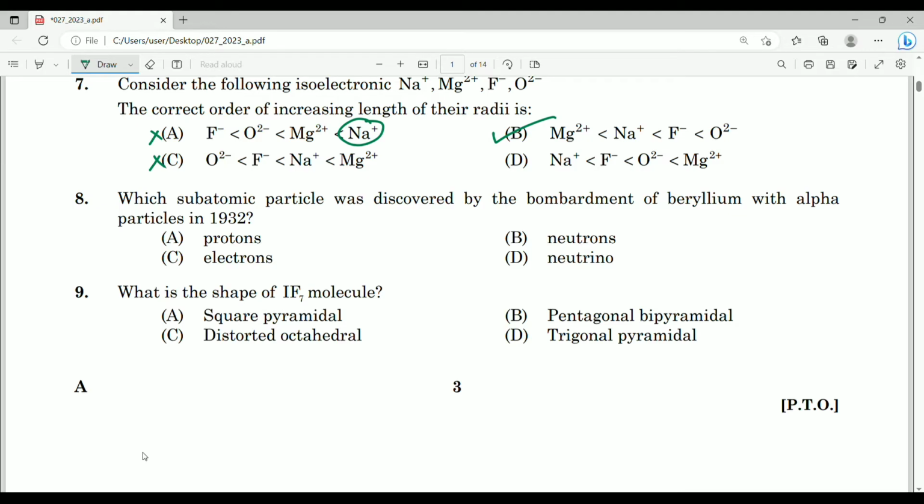Eighth question, which subatomic particle was discovered by the bombardment of beryllium with alpha particles in 1932? Subatomic particle discovered by bombardment of beryllium with alpha particles. So that is neutrons. Answer is neutrons. Ninth question, what is the shape of IF7 molecule? Square pyramidal, pentagonal bipyramidal, distorted octahedral, trigonal pyramidal. So the answer is B, pentagonal bipyramidal.